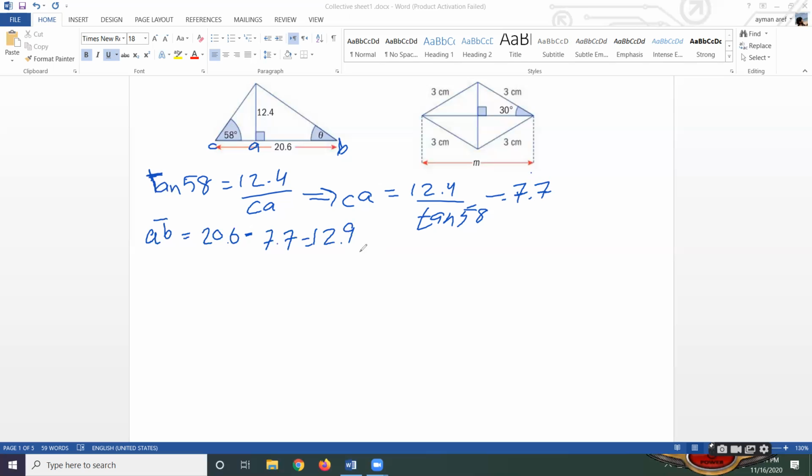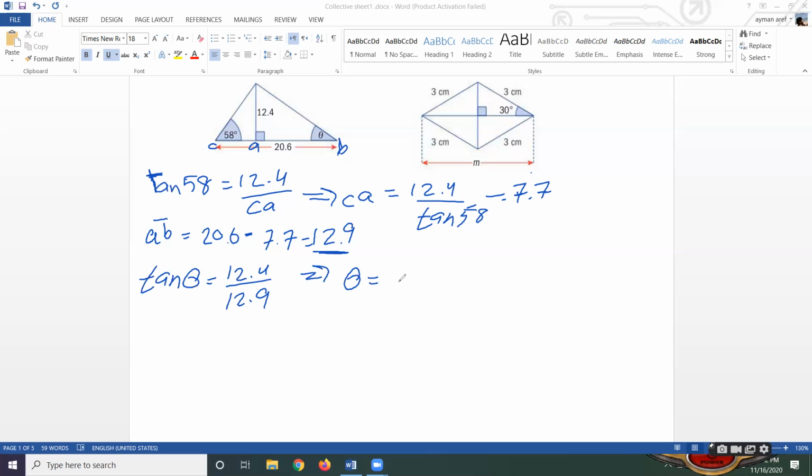Okay. Then after getting these two things, we can use tan again. Then tan theta equals the opposite, 12.4, over what? Over 12.9 this time, not 20.6. Then 12.4 divided by 12.9 will be 0.96.